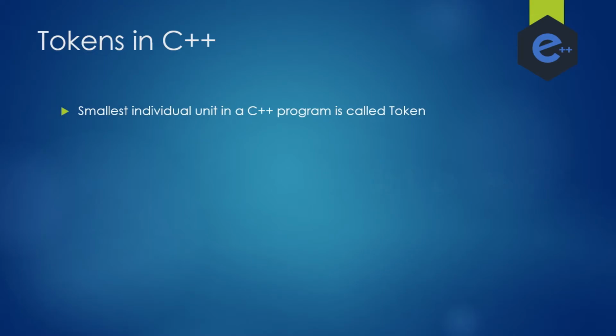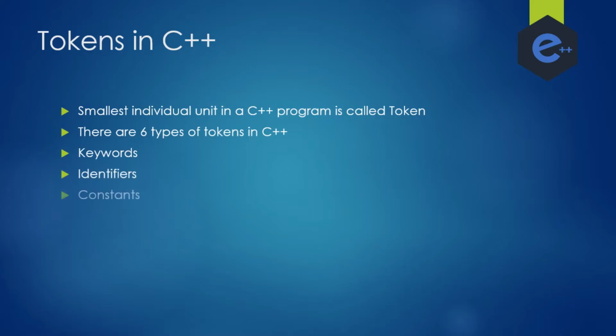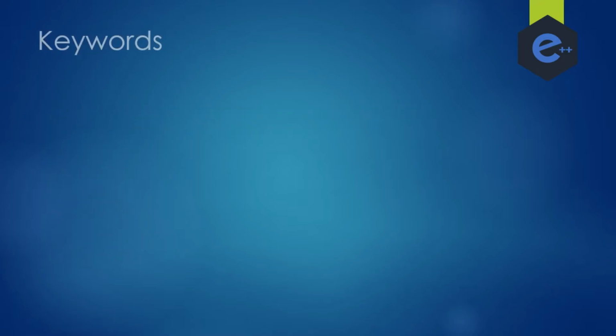Now, we will see types of tokens. Basically, tokens are of 6 types. 1. Keywords. 2. Identifiers. 3. Constants. 4. Strings. 5. Special symbols. 6. Operators. We will learn all these types of token one by one in details. Now, the first one is keywords.